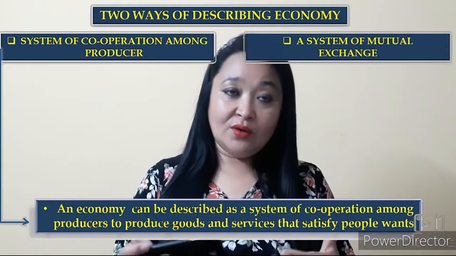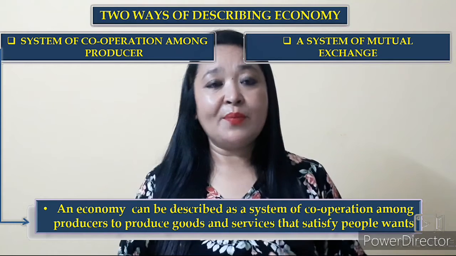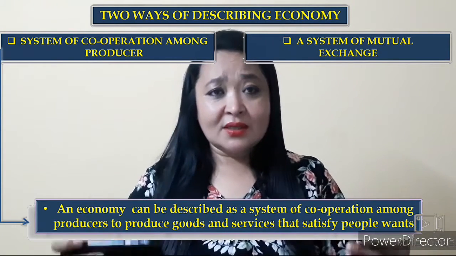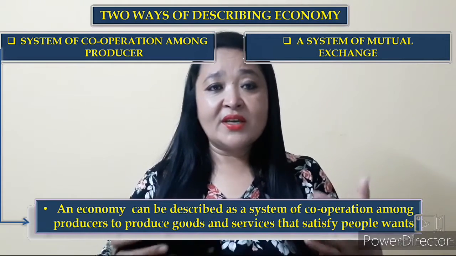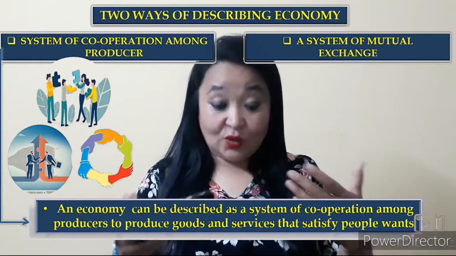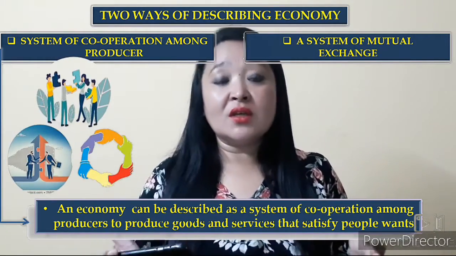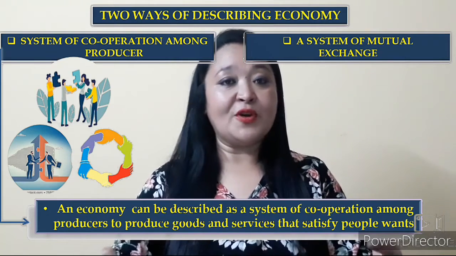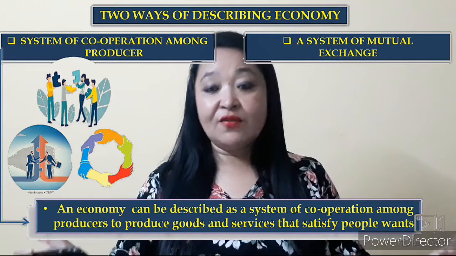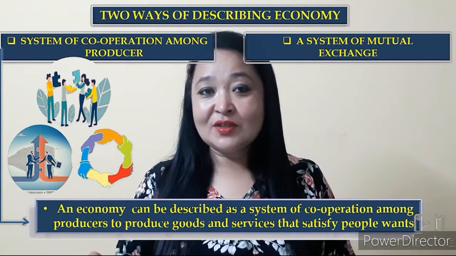Now, what does this mean? How do we describe it this way? See, for example, without the cooperation of the producers among themselves, the various kinds of goods and services that we consume is not possible. You understand what I mean? Without the cooperation among the producers, the variety of goods that we enjoy and consume is not possible. You understood?